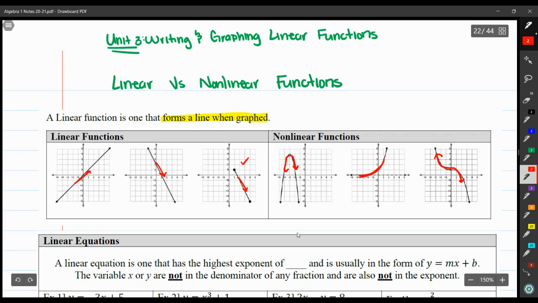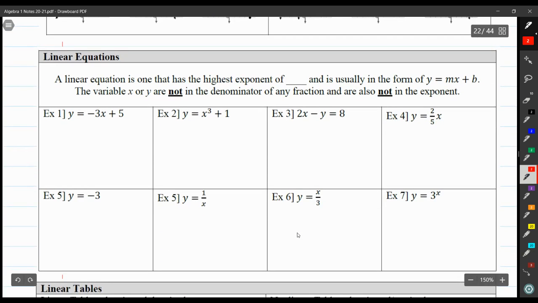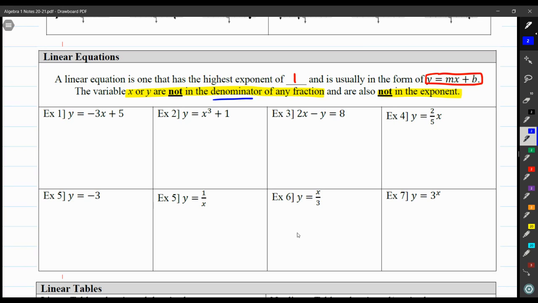Now for the equations, a linear equation is one that has the highest exponent of 1 and is usually in the form of y equals mx plus b. We'll talk more about that form later on down the road. Here's a couple other things. The variable x or y are not in the denominator of a fraction, and they're also not the exponent. So I can have an x in the numerator, just not in the denominator. That's the important thing. If you look at number 1, we have y equals negative 3x plus 5. This is in that format of y equals mx plus b, so this is linear.